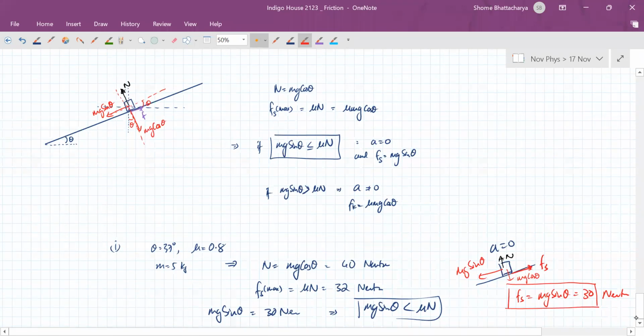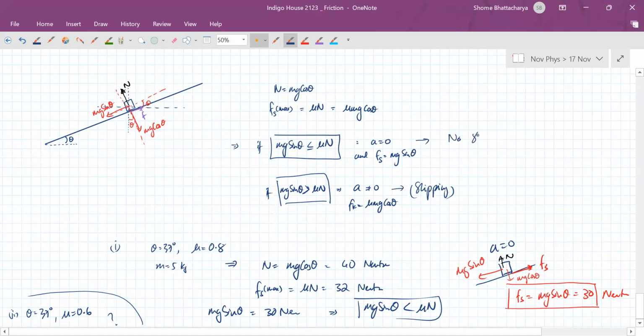The second case will be different. Second case, you will see, just putting up the values for the second case. We are taking theta as again 37 degrees, but this time we are taking coefficient of friction as 0.6. So see what happens in this case. So this is the slipping condition. This is the no slipping condition.